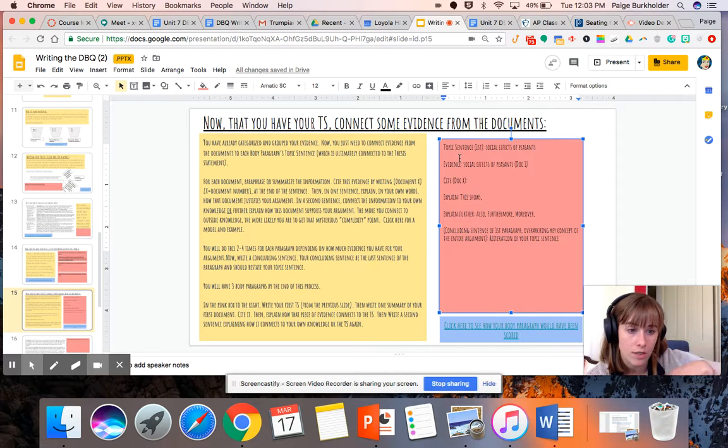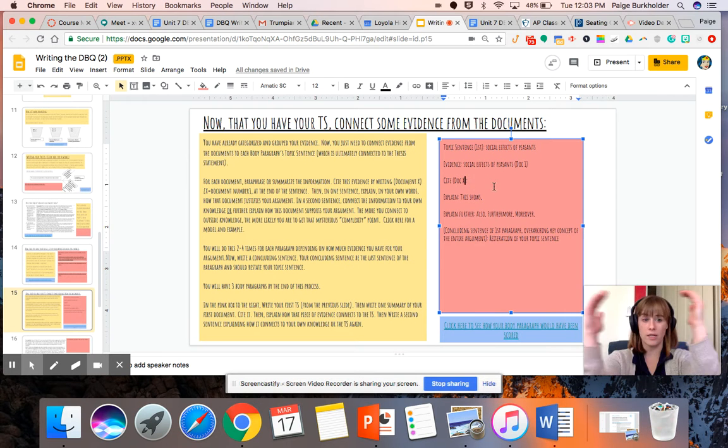In a history class, we're not analyzing artwork. We are providing contextual evidence of something that happened in history. So you need to paraphrase and then cite your document, just in parentheses, whatever document you took that evidence from.